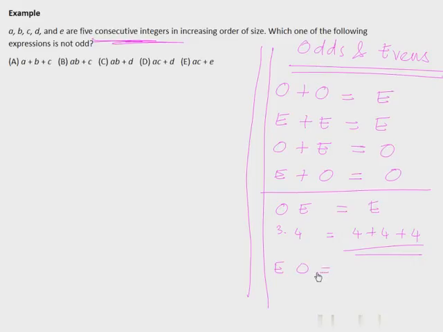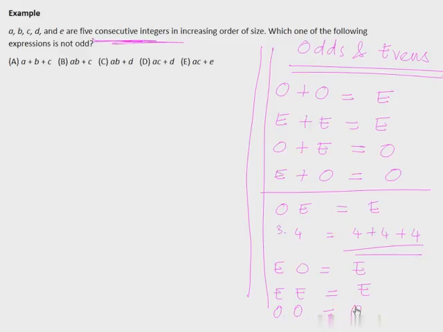Similarly, even into odd will be even. Because again, I'm adding even numbers. And I don't care how many times I add the even numbers, the result is always even. How about even into even? Well, again, I'm adding an even number many times, so the result is even. And lastly, how about odd into odd? Well, odd into odd had better not be even because we need some odd numbers. Odd into odd is odd.